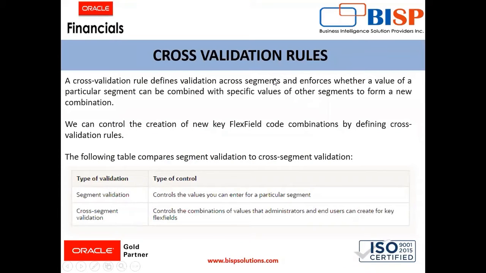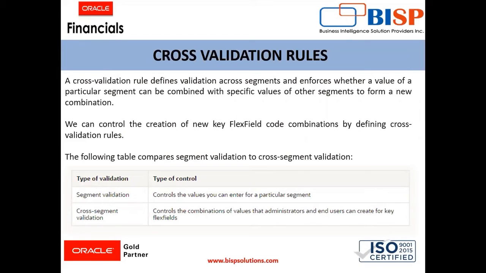Cross-validation rules define validation across segments and enforce whether a value of a particular segment can be combined with specific values of other segments to form a new combination. We can control the creation of new key flexfield code combinations by defining the cross-validation rules.